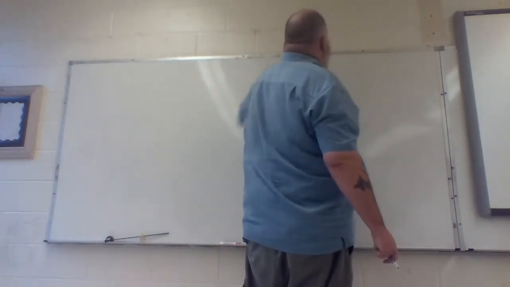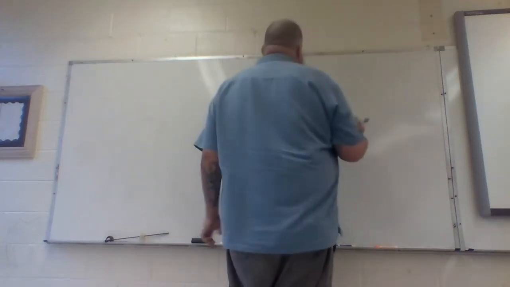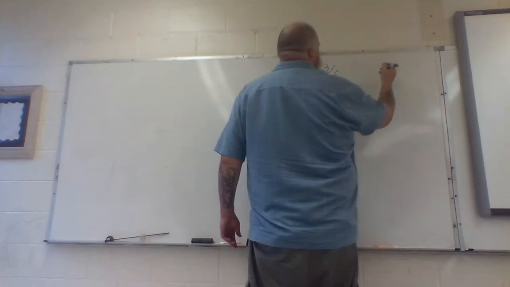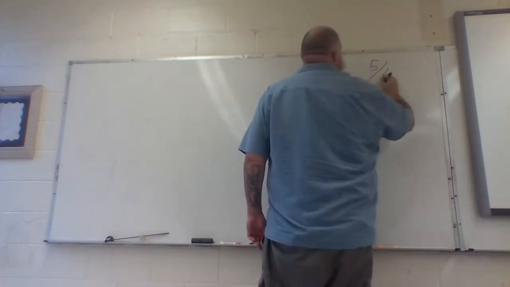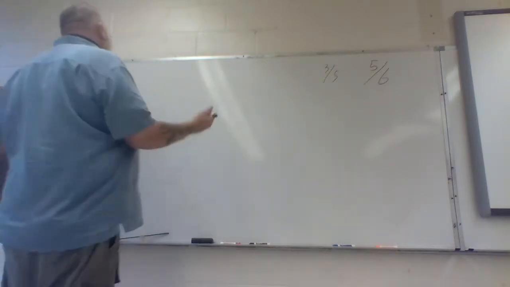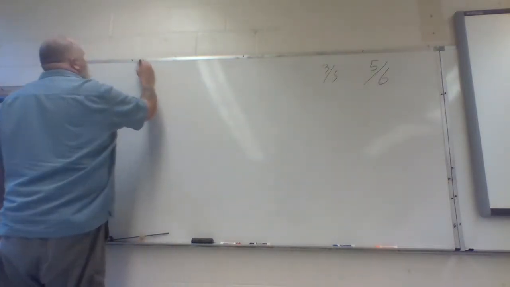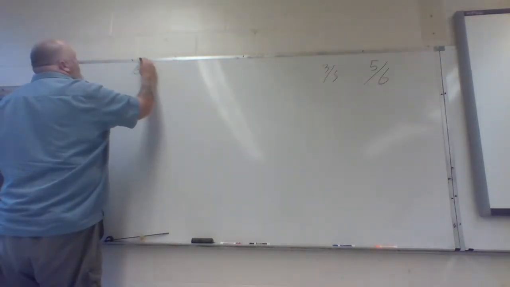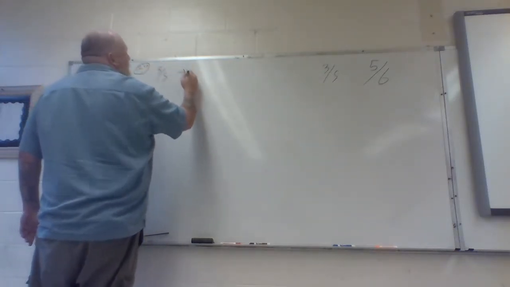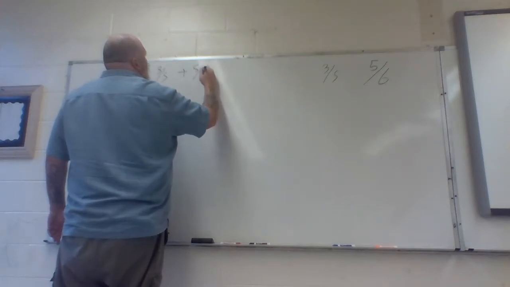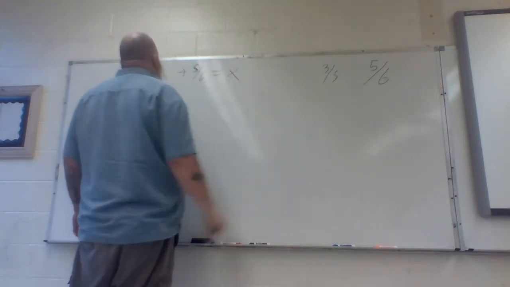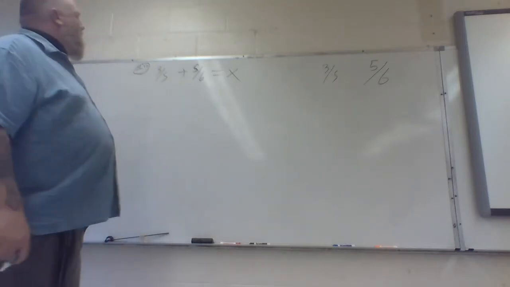Okay. Let's find the halfway point between 3/5 and 5/6. This is going to get a little bit more complicated, but I'm going to come over here. I'm going to start on my first step. Add them together. So I got 3/5 plus 5/6 equals x.